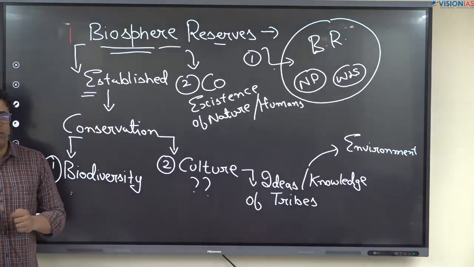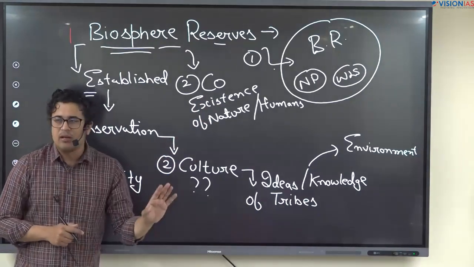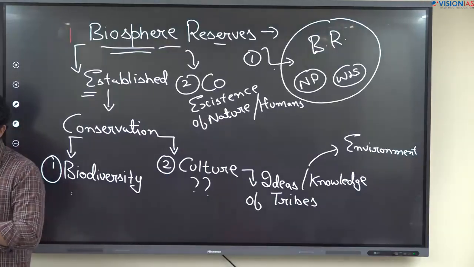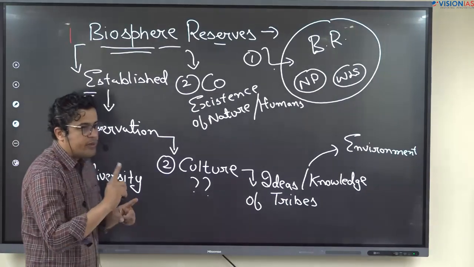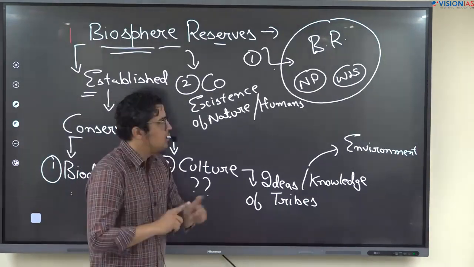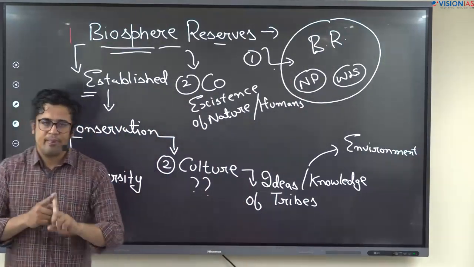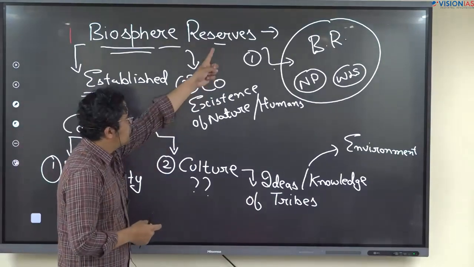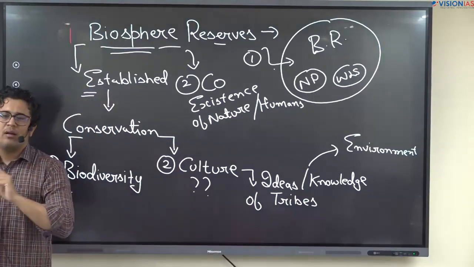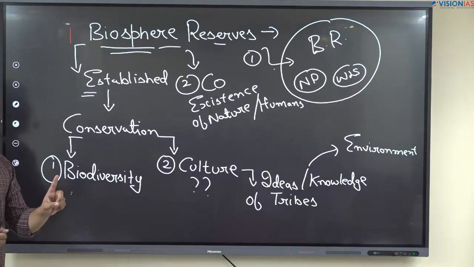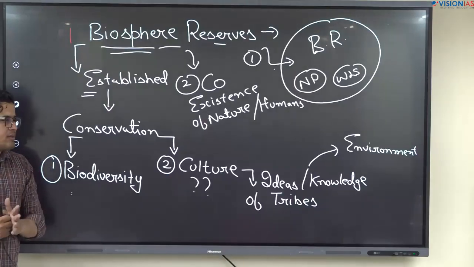What did you study in national parks yesterday? National parks do not believe in coexistence. No human interference, only conservation. No human interference is needed or allowed in national parks. So how can you differentiate a national park and a biosphere reserve? First, national parks are small as compared to biosphere reserves. Clear difference of area. Second, biosphere reserves believe in coexistence. Both nature and humans can live together. National parks, no coexistence. National parks do not allow any human interference. So there are two differences.